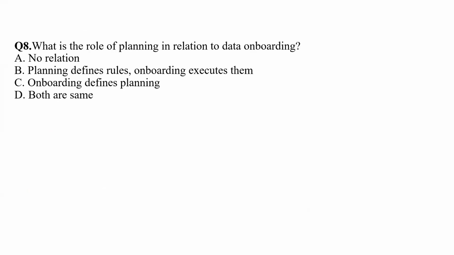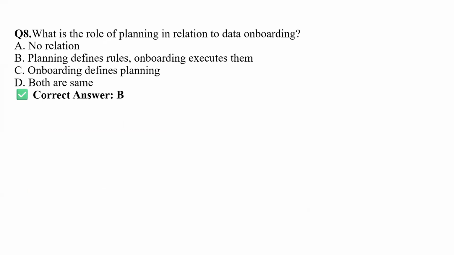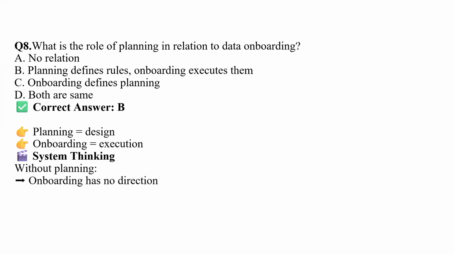Next one. What is the role of planning in relation to data onboarding? Option A, no relation. Option B, planning defines rules, onboarding executes them. Option C, onboarding defines planning. Option D, both are the same. The correct answer is planning defines rules, onboarding executes them. Planning means design, how it will be designed. Onboarding means execution. So both are design and execution. Without planning, onboarding has no direction.